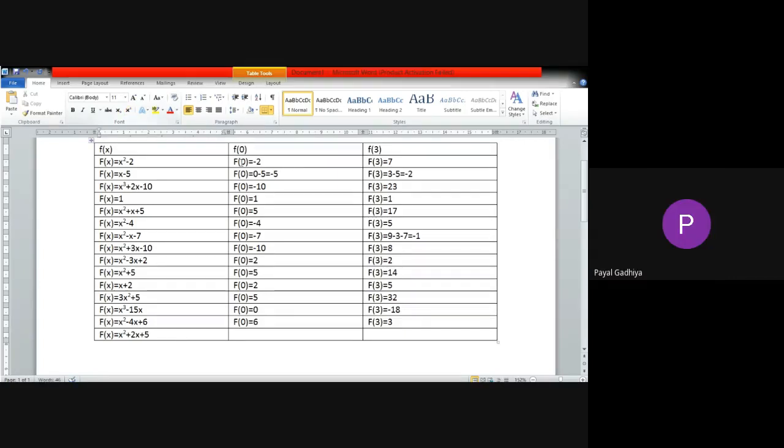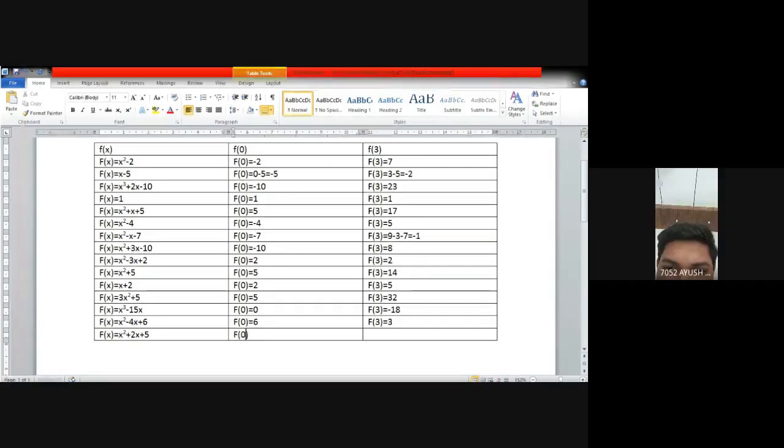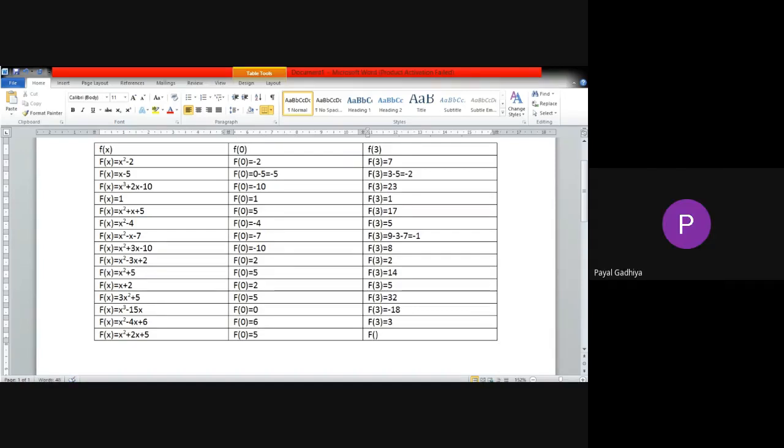Okay, what is f of 0? 5. Then what will be the next? F of 3. 20. 3 threes are 9 plus 6, 15. Yes, very good. Very good, Ayush.